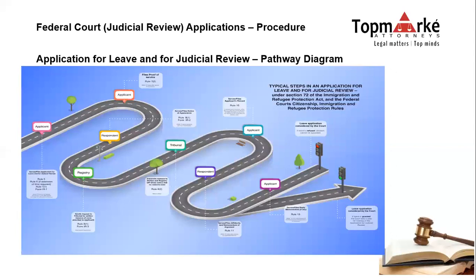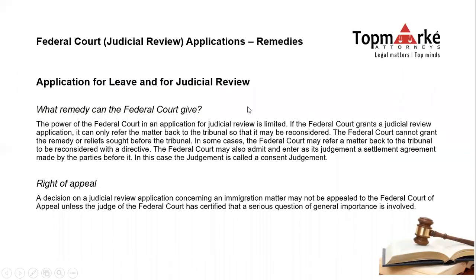After which the pathway can either be for the application for leave to be dismissed. There you see a red light there, and that is where it ends. And then you go the other way, and then you continue to the judicial review. If leave is granted, then you continue to the judicial review, the oral hearing stage, and then the court will determine the matter after an oral hearing or during the oral hearing. So that's just the pictorial of the process in terms of a judicial review application for leave and judicial review.